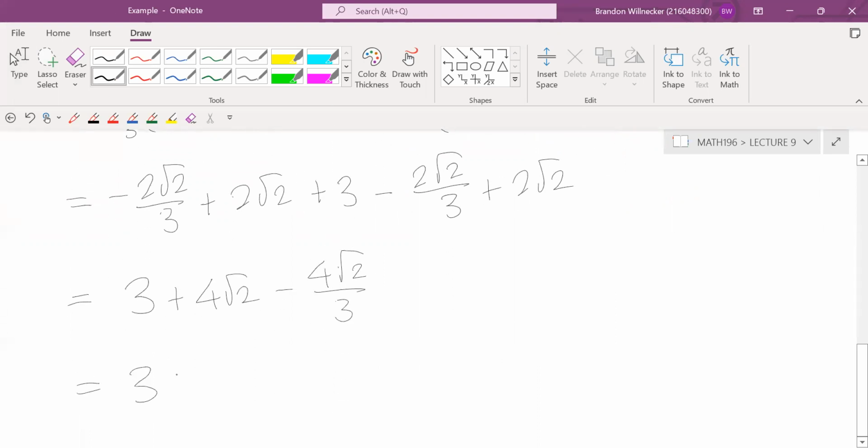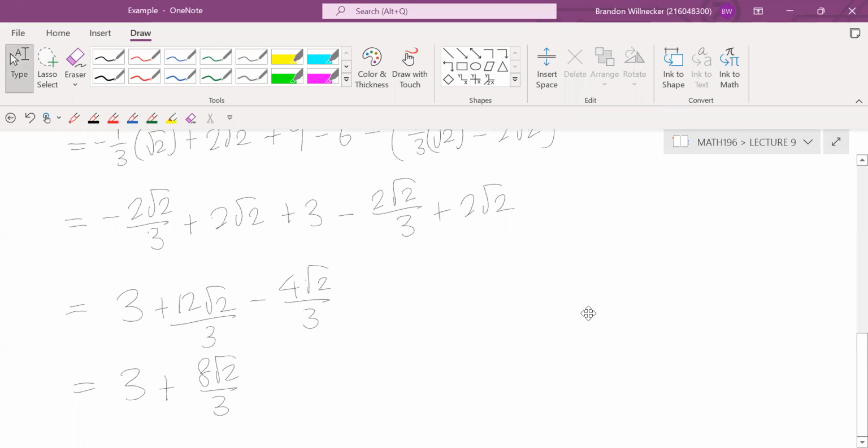And then we can simplify this. So 4 root 2 minus 4 root 2 over 3. We can do a common denominator of 3. So then this becomes 12 root 2 over 3, so that's going to be plus 8 root 2 over 3. And then you can leave it like that. That's fine. So you see we get a positive answer for the distance, which is what we expected. Because remember, distance is just the length of the path taken, so it always has to be positive.